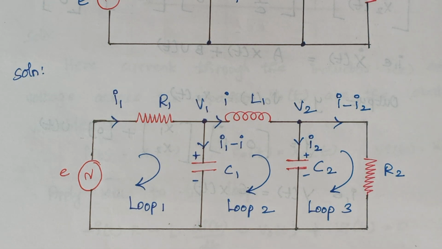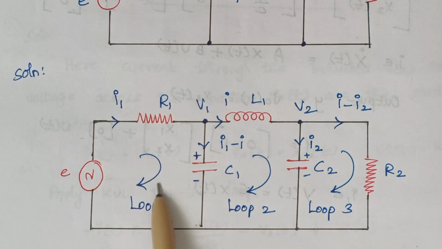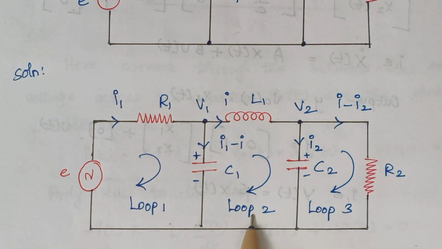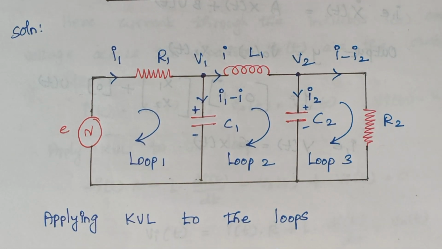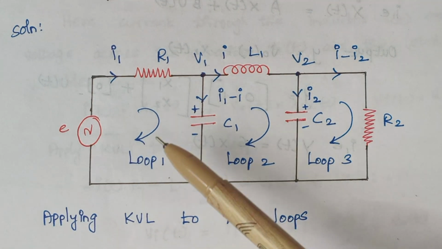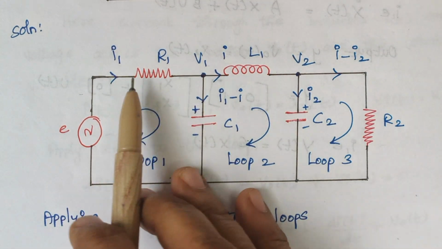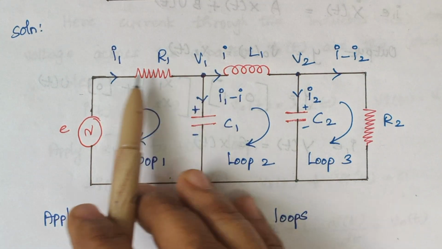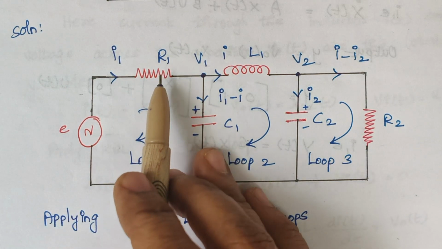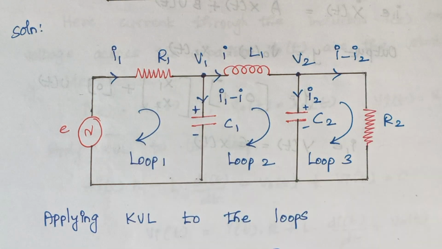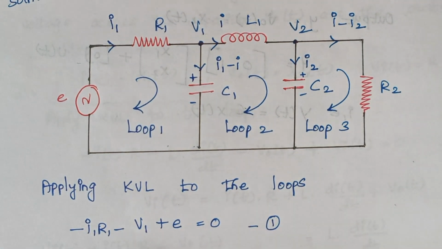Here we are going to apply Kirchhoff's voltage law since we have many loops. I am assuming this loop as 1, this loop as 2 and this as 3. Now we apply KVL to all these loops. Looking at the current flowing through this path, whenever current flows through a resistor it creates a voltage drop, so here it is minus I1 R1.